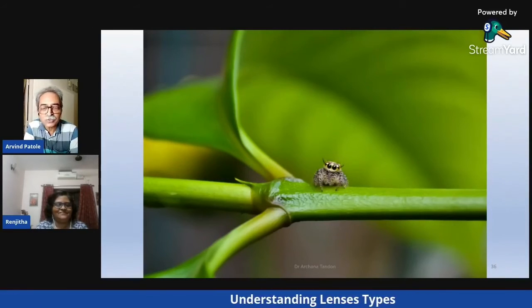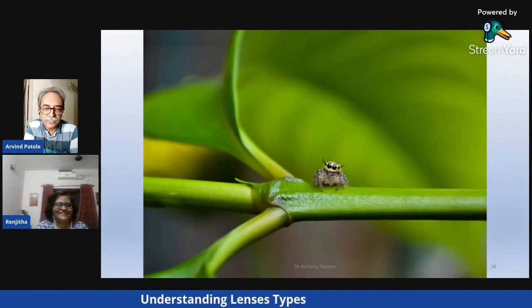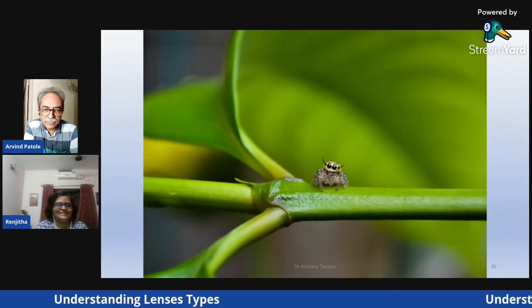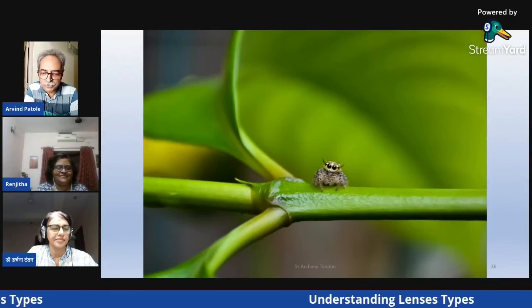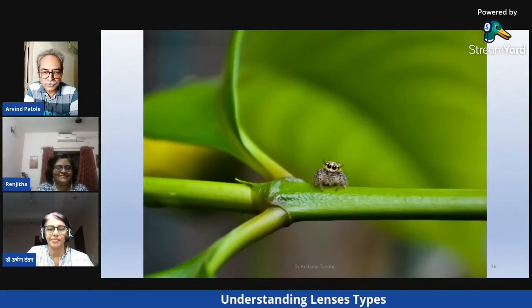The exposure also looks good because the greens are very rich and lively. Green is a color which is very difficult to photograph otherwise. And here, the exposure being good, you're getting good green saturation.